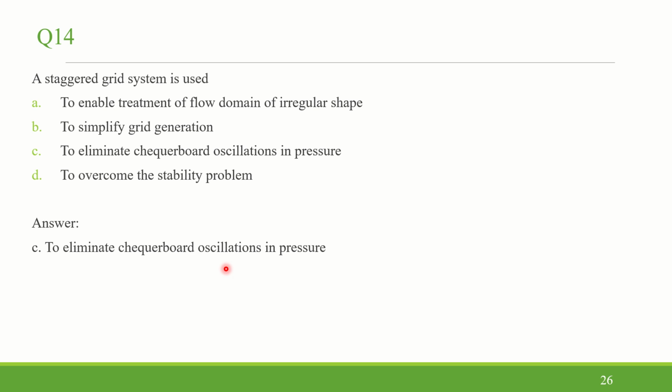Actually, what it does is prevent spurious oscillations which can occur when we use the same location for pressure and velocity. So this also leads to improved solutions. It is used in incompressible flow systems only, so we'll see that.